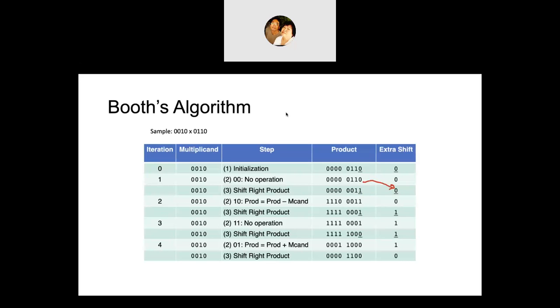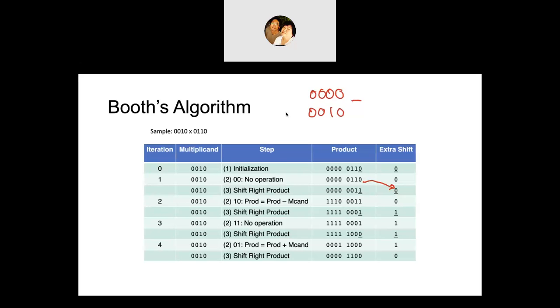So we can start the second round. In the second round, we can notice that this is 1, 0. What does it mean, 1, 0? We have to subtract the multiplicand from the left half of the product. So we have 0, 0, 0, subtract by 0, 0, 1, 0.